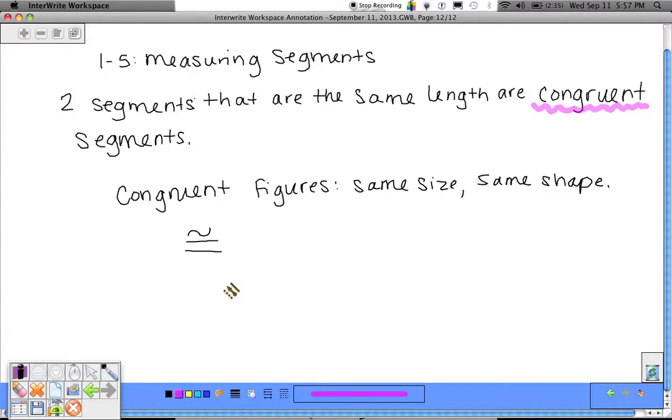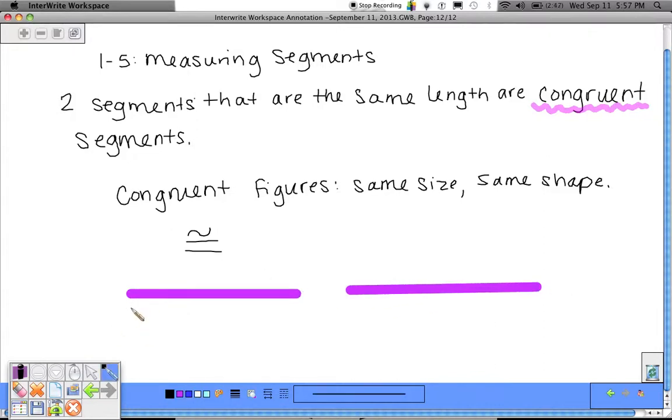So an example of two congruent segments might be if I have this segment, and we'll call this one AB, and this one CD. If I told you that they were both 7 centimeters, we would know that they're congruent segments, so we could write that as AB is congruent to CD. And that's showing that those two segments are the same size, same shape.